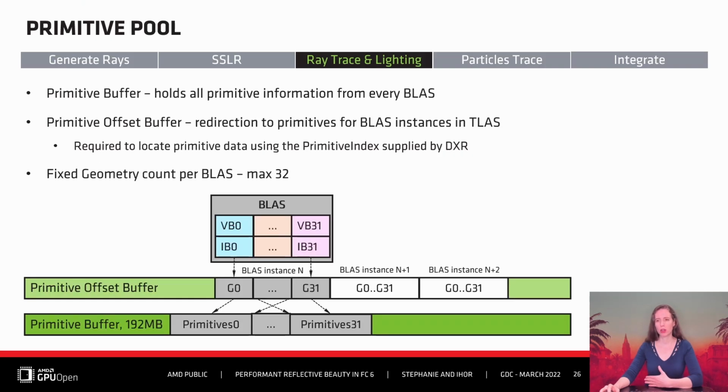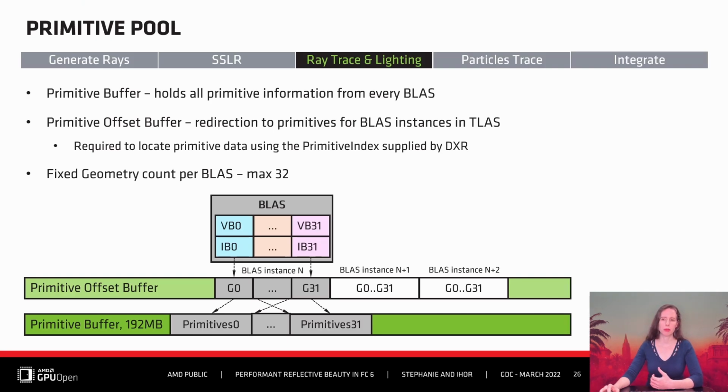Our primitive buffer holds all the primitive information from every BLAS in our game. It has a set size of 192 megabytes. We also have a primitive offset buffer. The DXR API provides a primitive index to identify primitives for BLAS instances. The offset buffer maps the primitive index to the correct data in the primitive buffer.